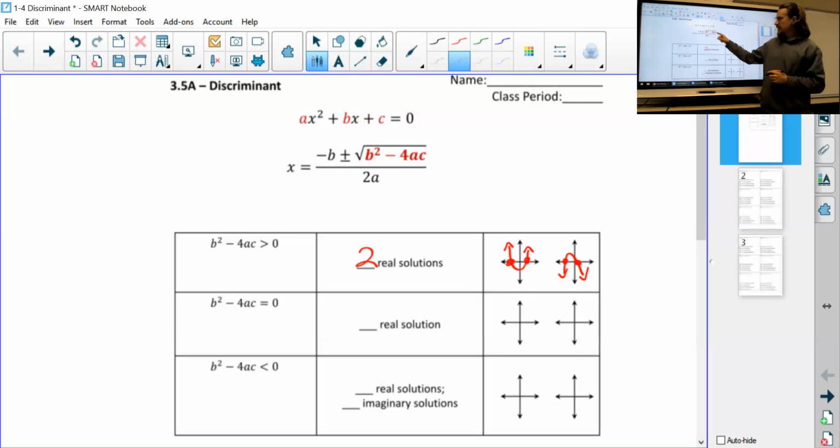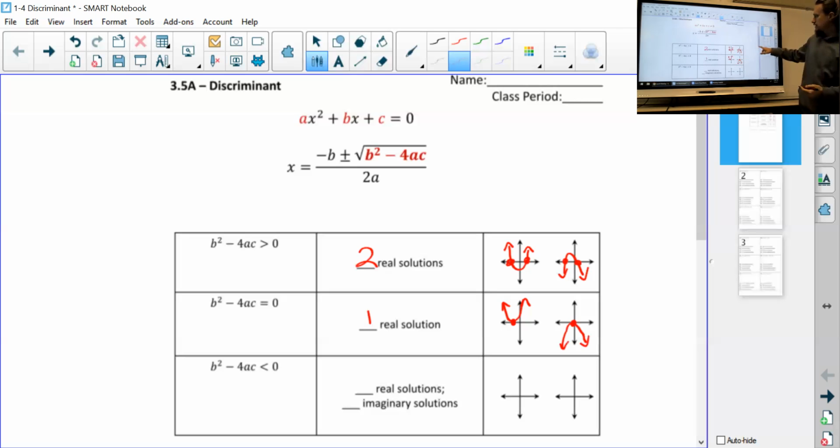Our second case, if you work this out and it comes out to exactly 0, then that means you'll have 1 solution. It means it's going to touch the x-axis just at 1 point, right at the vertex. Oh, I should have one opening down.